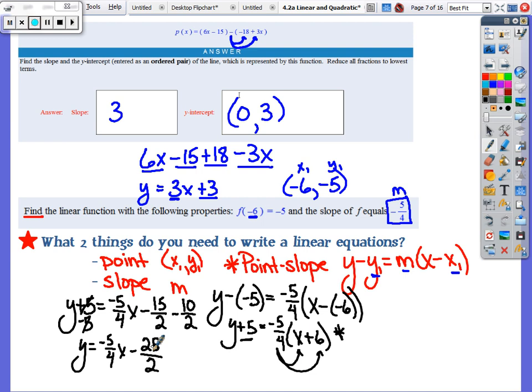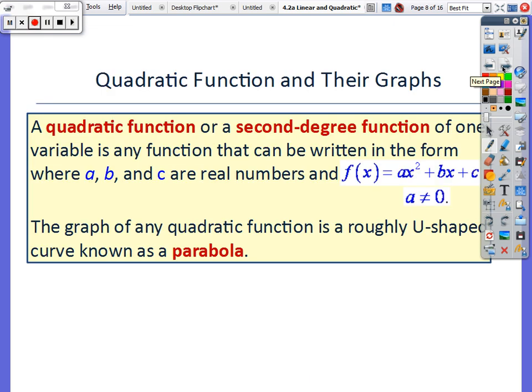Remember, there's standard form, there's slope-intercept form, there's point-slope form, there's different forms for quadratics as well. Speaking of quadratics, that's what we're jumping into at this point. Let's go ahead and take a look at these. Now, what is a quadratic function compared to a linear? Remember, a linear is called a first-degree polynomial or first-degree function. A quadratic is a second-degree.